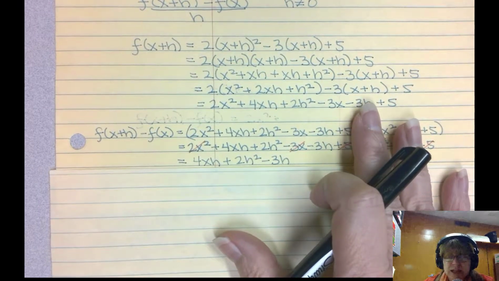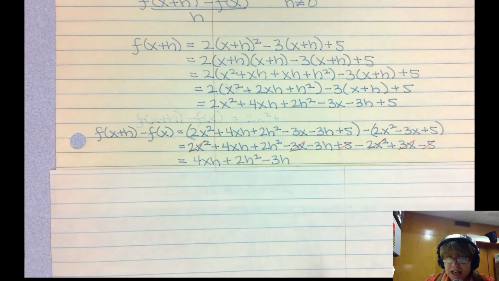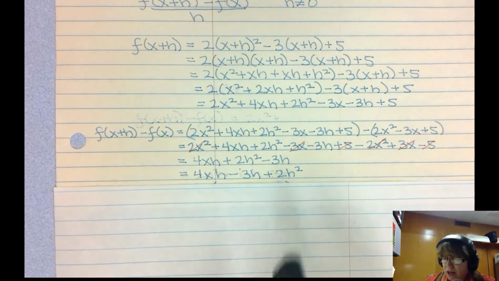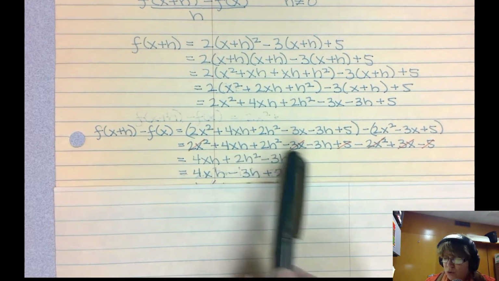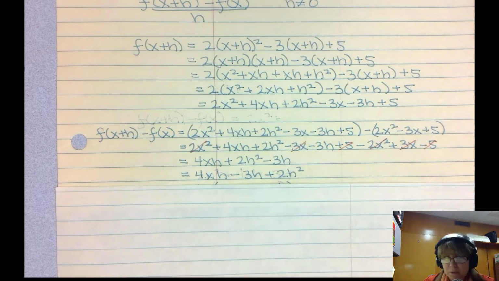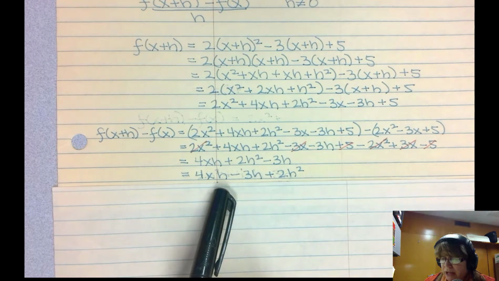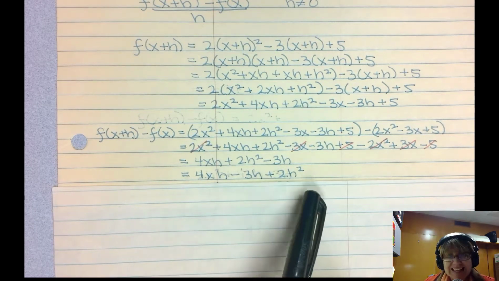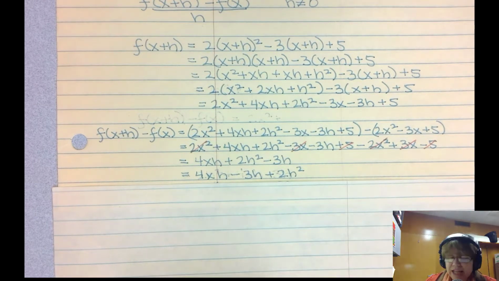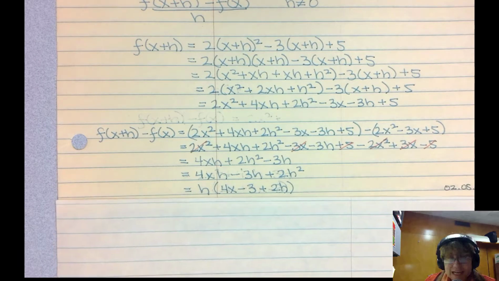Just to make this a little simpler to read, I reordered it. I switched the h squareds to the back. For me, it's easier to read that way. And as it turns out, each of these terms has an h, so I'm going to factor out the h. And I get h times 4x minus 3 plus 2h.